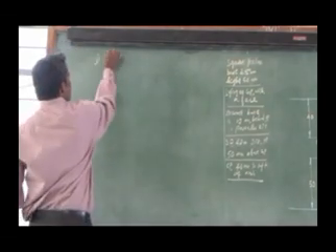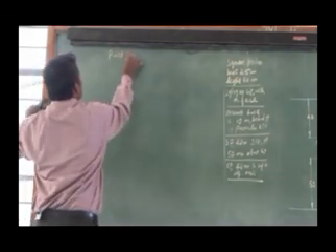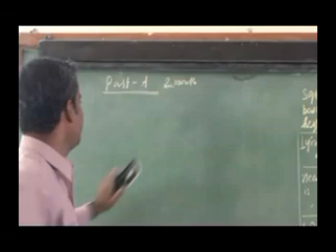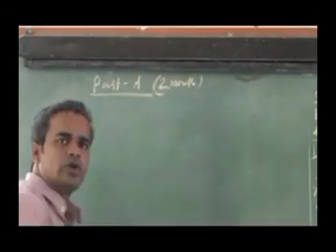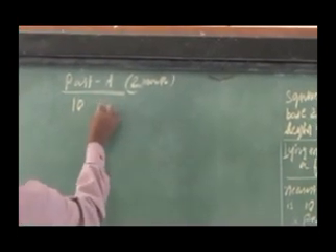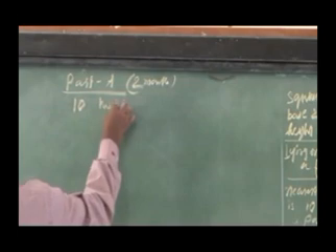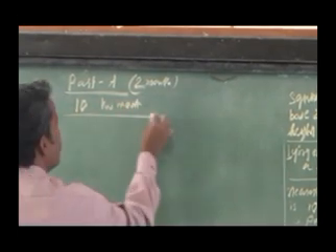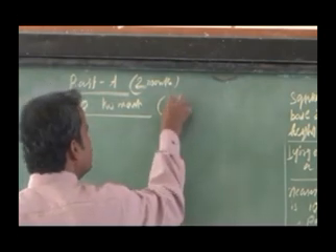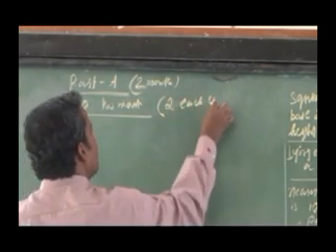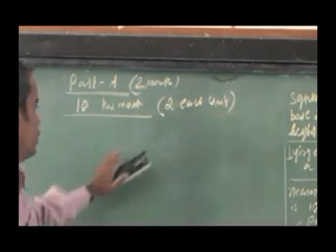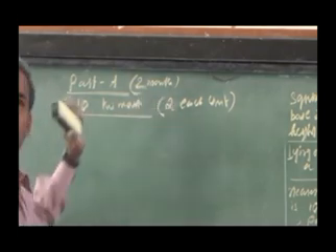So the first part, Part A is 2 marks. So you will have 10 2-mark questions. Listen, you will have 10 2-mark questions. So 2 in each unit. You have 5 units. Correct. Each unit you will have 2 questions, okay, 2 more questions.